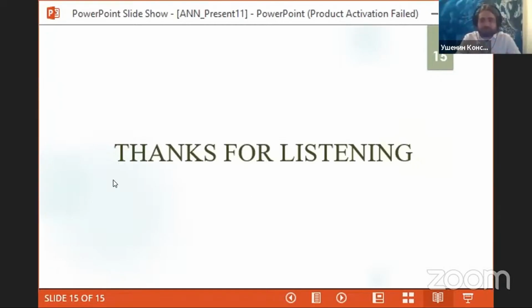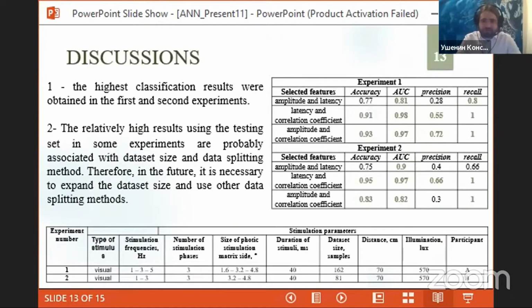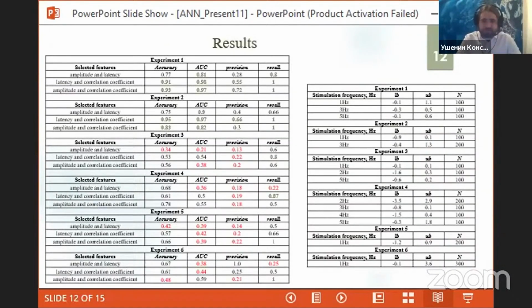First, I see that your area under curve is very high. It's very strange for some approach. Did you check that you have no leakage of test data, train data to test data?